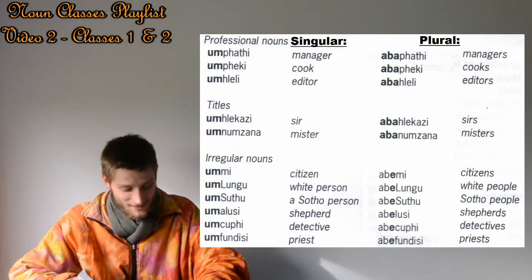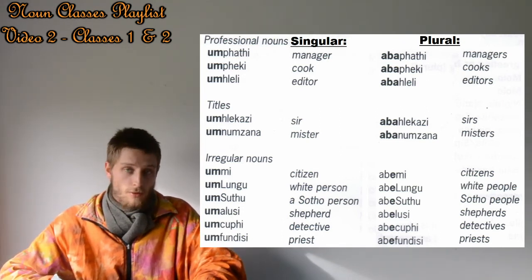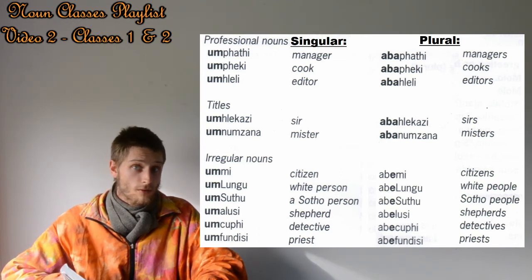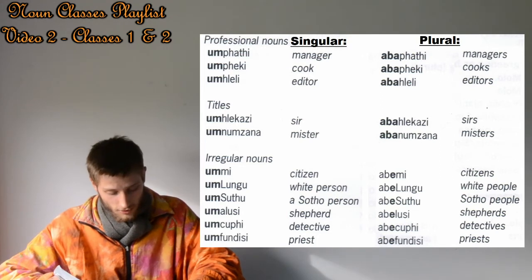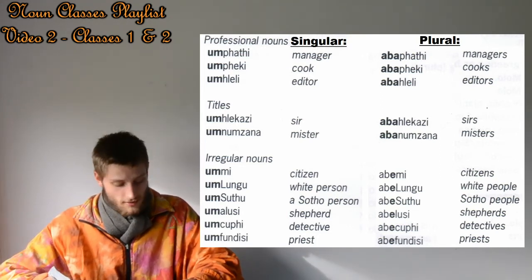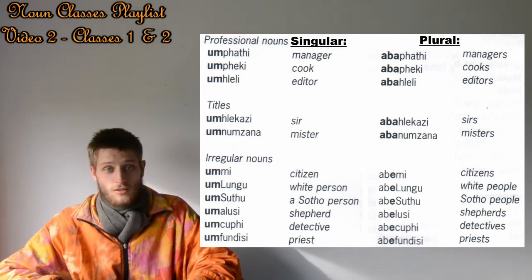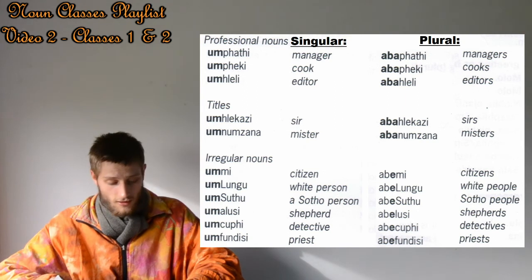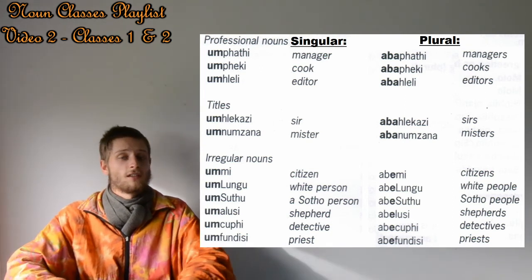But anyway, guys, you would think by the common trend that the plural of umlungu would be abalungu, but it's not. As all these examples at the bottom show, it's abelungu. So you've got to just remember that. It's the same with umsuthu, which means a Sotho person, and abesuthu. These are just exceptions you have to learn, guys, but it's not that difficult, honestly. Like umfundisi, abefundisi. So there we go, guys.